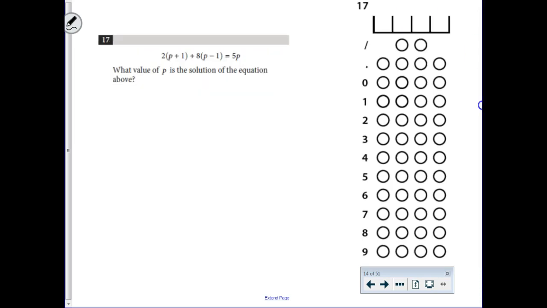Moving on, guys. Number 17. Remember, no calculator. We have an equation, and they want to know the value of p, so basically solve for p. So this is a pretty basic question. However, as an algebra teacher, I'm telling you, there's like 17 places you can screw up. So you need to slow down.